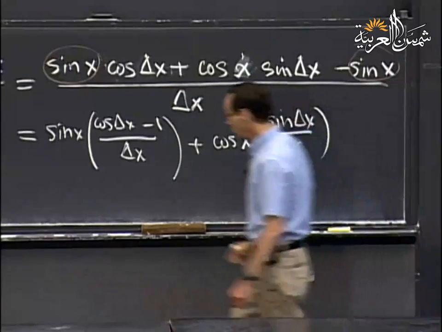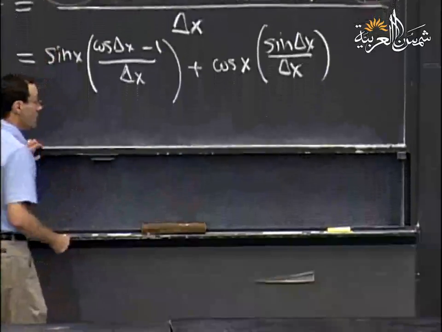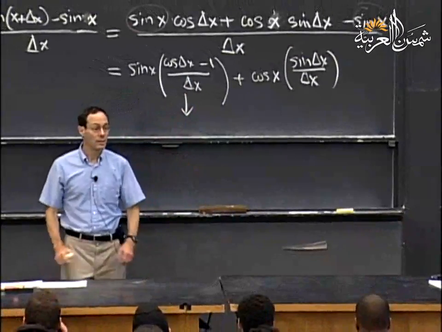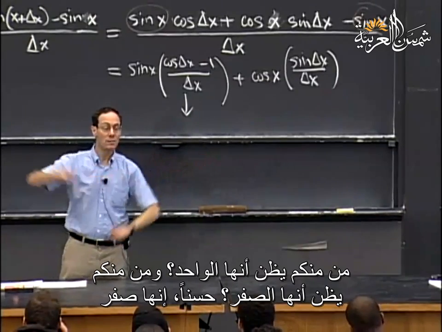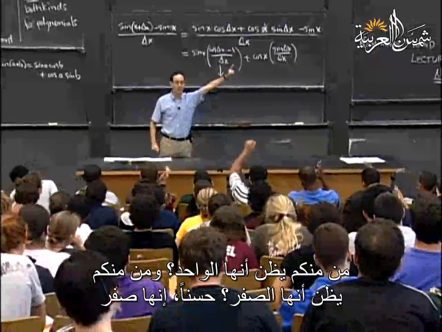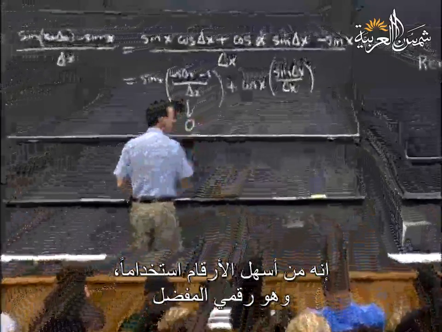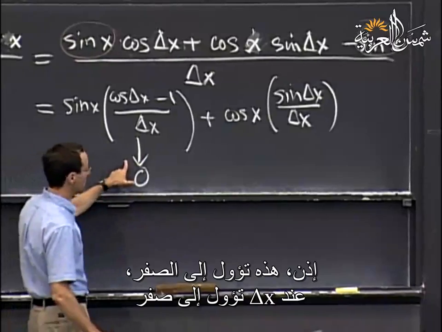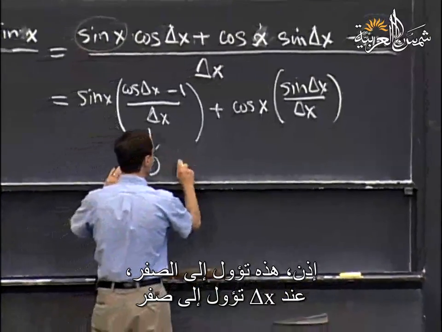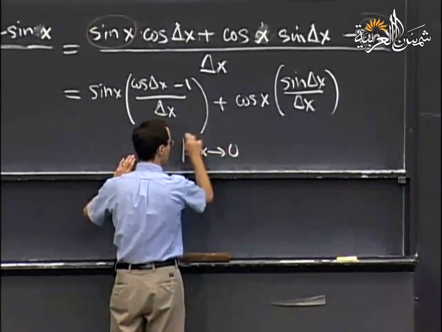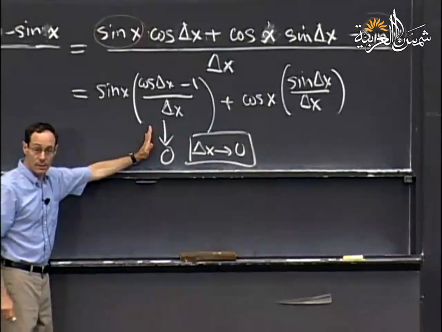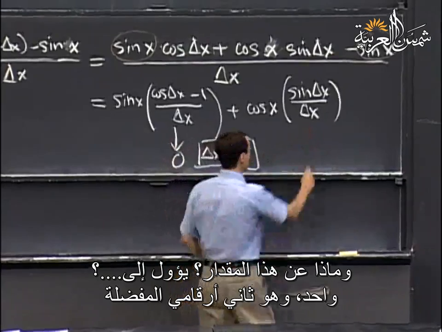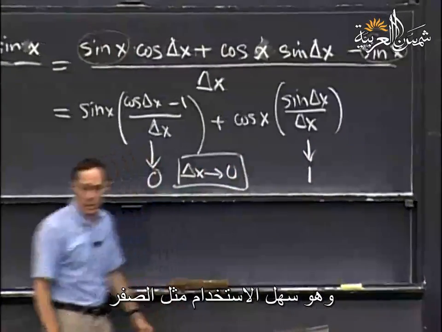Okay, now, does anyone remember from last time what this thing goes to? How many people say 1? How many people say 0? All right, it's 0. That's my favorite number. It's the easiest number to deal with. So this goes to 0, and that's what happens as delta x tends to 0. Now how about this one? This one goes to 1, my second favorite number. Almost as easy to deal with as 0.